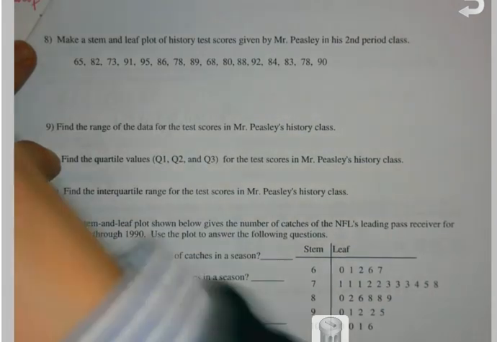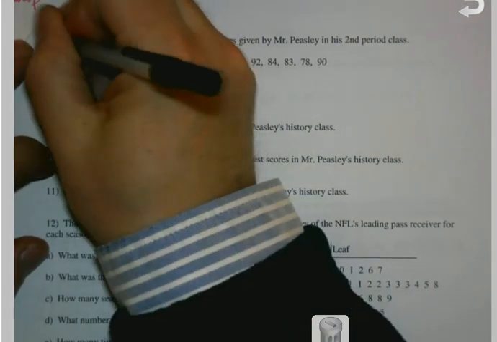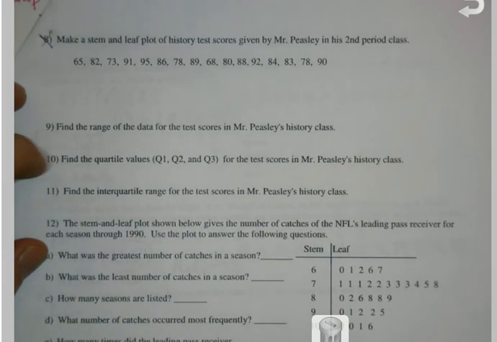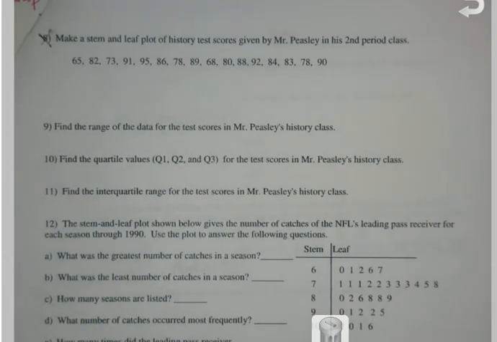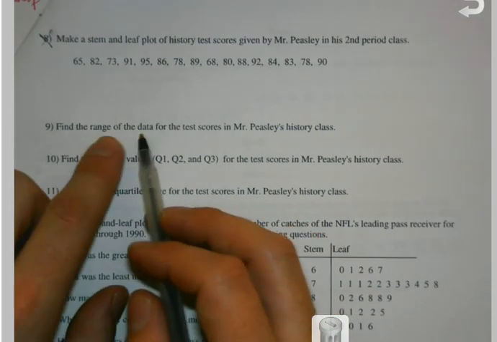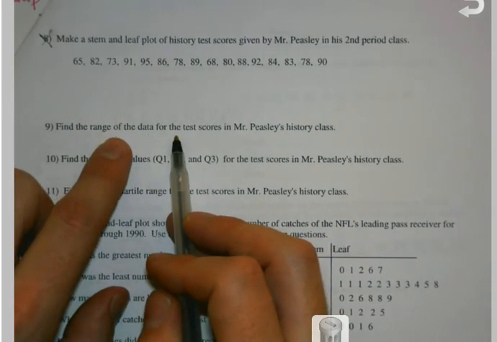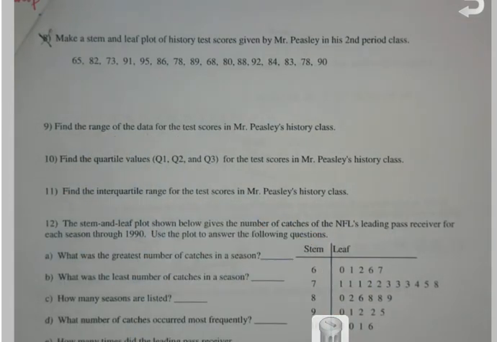Thank you. We're actually going to skip number 8 because we haven't done stem and leaf plots. We're not going to do it. We can do the rest of these, though. Find the range of data. Okay. Well, to find the range, what's the biggest and smallest score that Mr. Peasley has? We can find the other stuff, but we haven't made stem and leaf plots. We don't need to make a stem and leaf plot to find this.